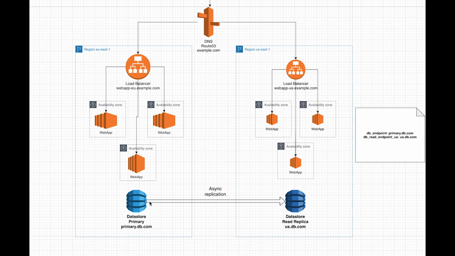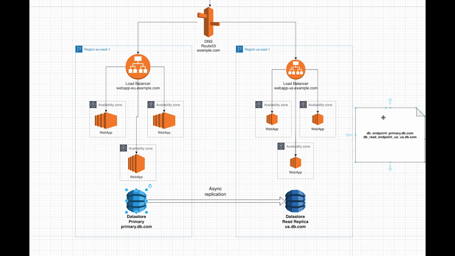So in this case, we still have our primary on the left-hand side here. This is the primary, and the web apps in EU West 1 will read and write from this primary. Our US East 1 web apps will be able to read from this read replica, but they need to write to the primary. So their writes from US East 1 will be more expensive in terms of latency than the reads, because they need to travel across regions. And then our second downside here is that, of course, we are running two data stores, plus our applications need to deal with a bit of added complexity.